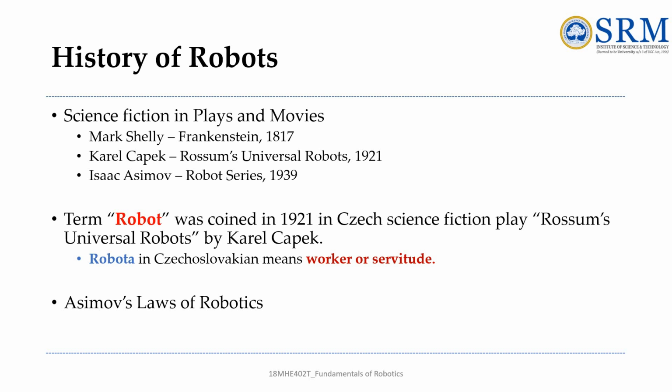Next, Isaac Asimov's famous robot series starting in 1939 introduced the concept of robots governed by his three laws of robotics, which are a set of rules to ensure safe and ethical robot behavior. So these works have significantly influenced the way we think about and imagine robots in science fiction and beyond.